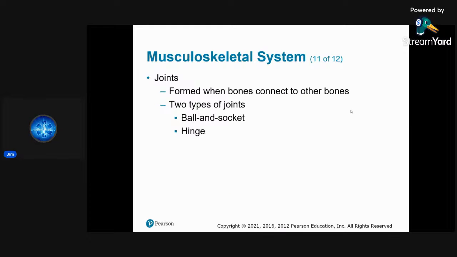Joints are formed where bones connect to other bones. There are two types, ball and socket. We talked about one, that's your hip joint, but your shoulder joint is also a ball and socket. And a hinge joint is more like your elbow, your wrist, your ankles, and your knees.